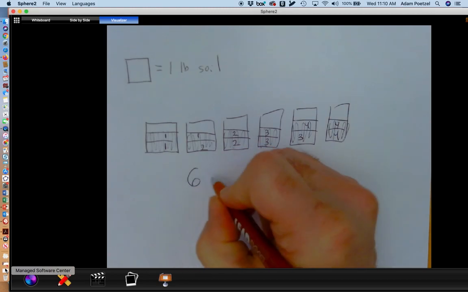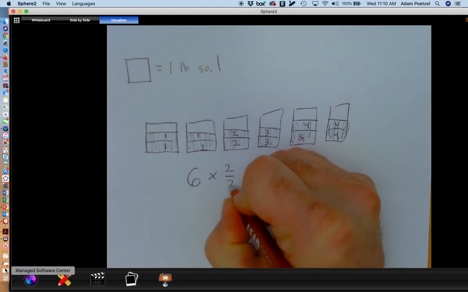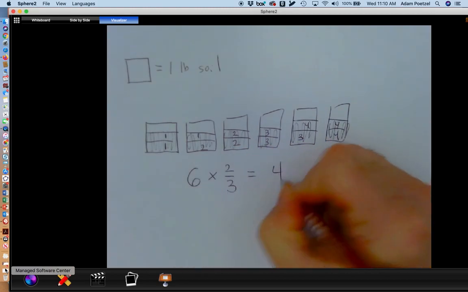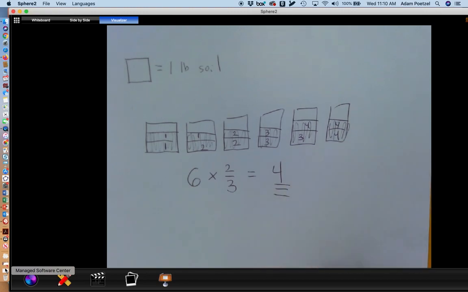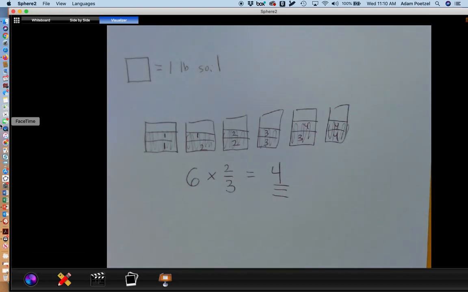So we see if we have 6 groups of 2/3, that the answer that makes sense would be 4 pounds of soil. And again, we start with visualizing and making sense of a groups of context. Was that similar to what you did?